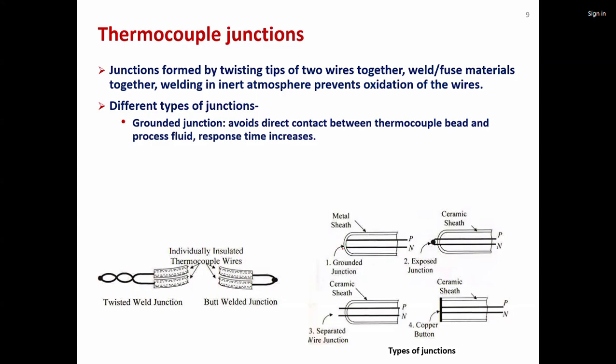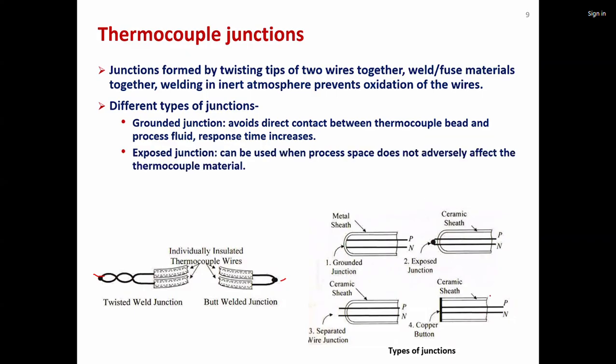First one is the grounded junction. So here, the positive and negative wires are not directly twisted with each other or welded. There is a metal sheath here, and these positive and negative terminals make electrical and thermal contact through this metal sheath. Okay. And this is used when, let's say, you do not want the thermocouple to be in direct contact with the process fluid whose temperature you want to measure. Let's say the fluid is corrosive and it will affect the lifetime of the thermocouple. So instead of connecting directly at a point like this, you just use this metal sheath, which is resistant to the fluid, and you make thermal contact this way.